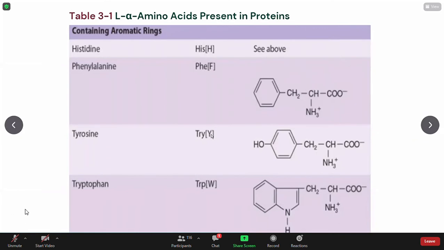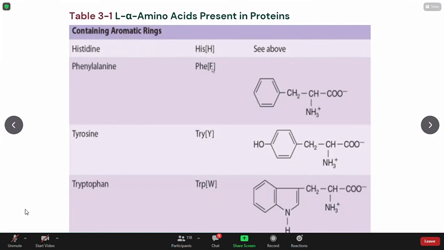Now, what about tyrosine? We cannot use letter T because we already have letter T, threonine. So this goes for the Y here in tyrosine. Now this one is copied from the book. That is TYR, okay? Unlike that one, that is TRP. That will be TYR.